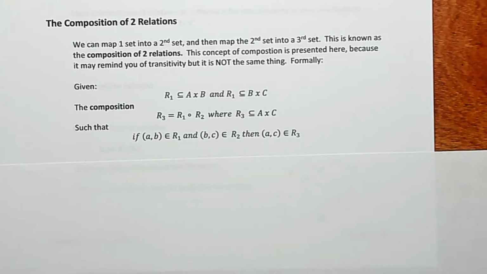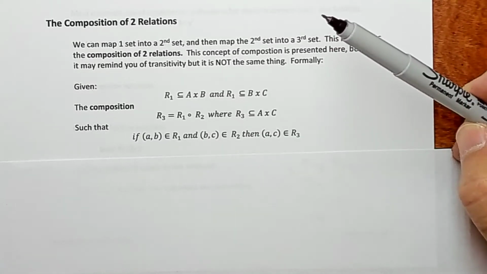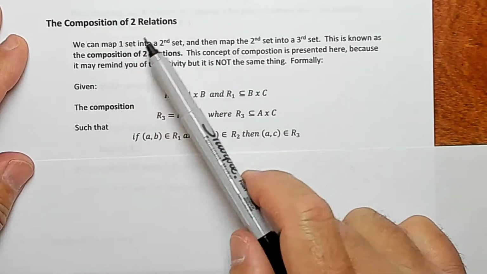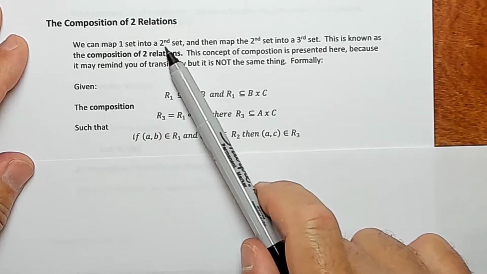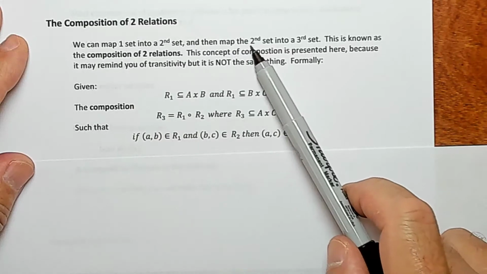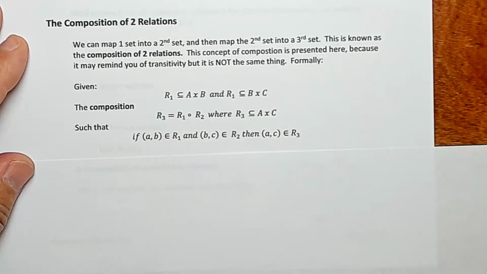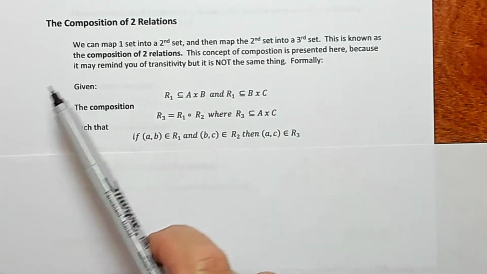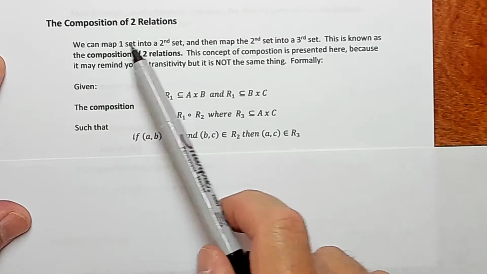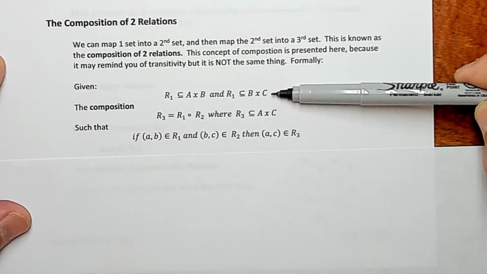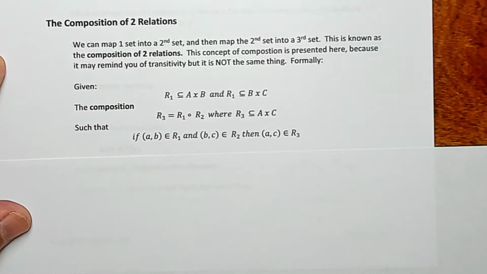Okay, we can do the composition of two relations. If we have one relation that maps one set into a second set, and then we have another relation that maps the second set into a third set, then we can say that we'll have a composition that maps the first set into the third set. That's what this is saying a little bit more mathishly.